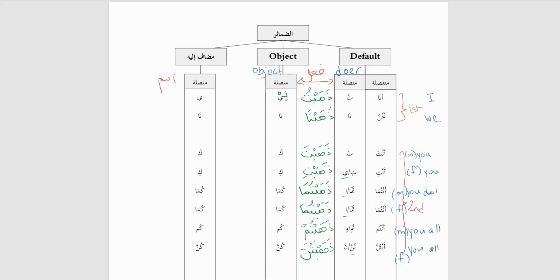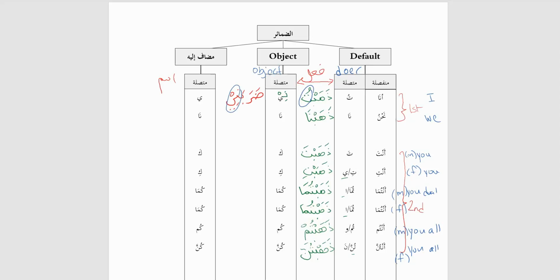Daraba means to hit. So if I want to say darabani, here what we're saying is that the ni is a damir muttasil, but it's acting like the object. So this is a very big difference. Here I said dhahabtu, and so when an ana looks like a tu and is connected to a verb, that means it's acting like the doer. But if it's a ni and it's connected to a verb, then it's acting like the object. So this means he hit me.